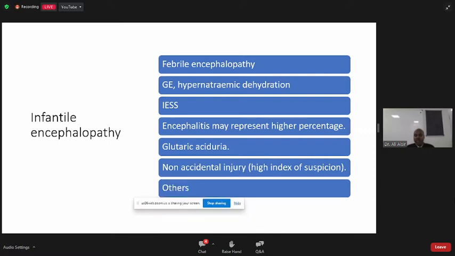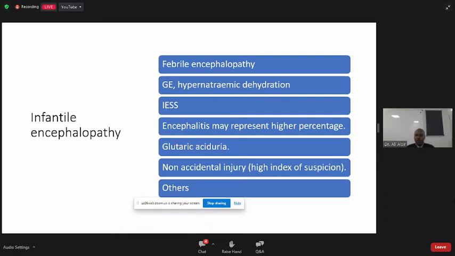Encephalitis, meningitis and encephalitis. For me, I would consider encephalitis more than meningitis in encephalopathic children. But again, even meningitis sometimes can present with encephalopathic features, and it is also common.